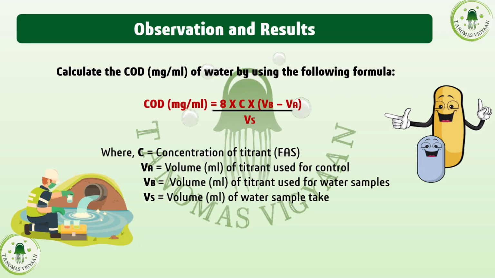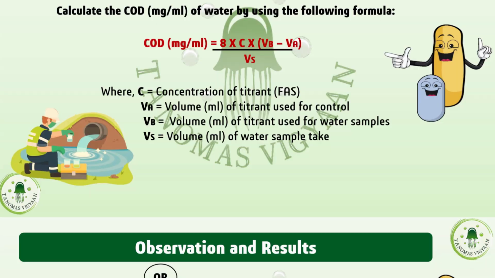Okay. So here C is the concentration of the titrant, that is FAS. So what is the concentration? 0.1 normal. Okay. So that should be written here, 0.1 normal. Vb is the volume of the titrant used for the water samples, and Va is the volume of titrant used for control. Clear? And Vs is the volume of water sample taken. Clear? This will get clear when we will solve this equation. Okay, we're using an example in our next video. So this is the general formula which you need to follow to find out this COD of your sample.